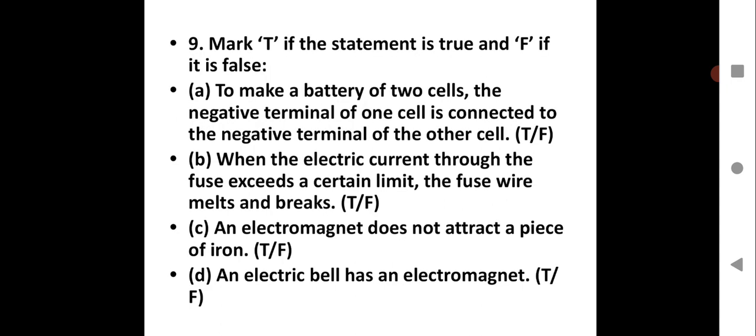Then we will see true or false. Mark T if the statement is true and F if it is false. So you have to write the statement and then T or F as per the statement. The first one: to make a battery of two cells, the negative terminal of one cell is connected to the negative terminal of the other cell. So you know which two terminals have to be connected. The opposite terminals have to be connected. The same terminals, that means negative-negative, positive-positive, should not be connected. So the first one is false.